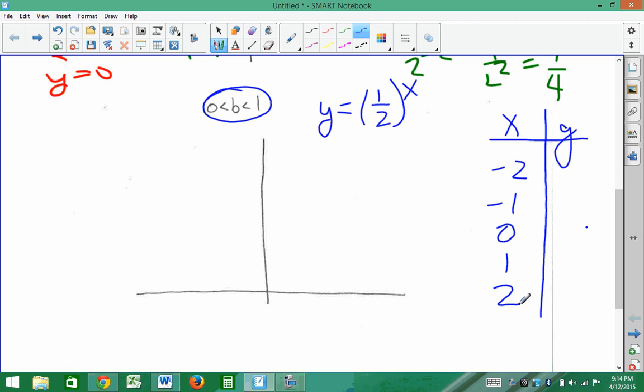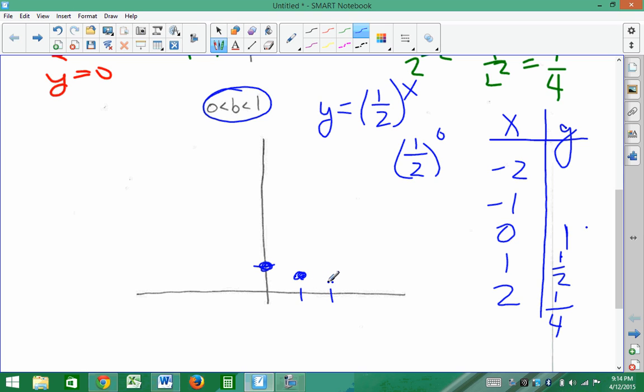Again, I like to start with 0. So if I put 1/2 to the 0, again, we're going to get 1. Anything raised to the 0 is 1. Plugging in 1, we get 1/2. And if we plug in 2, we get 1/4. So you can see it's getting smaller.